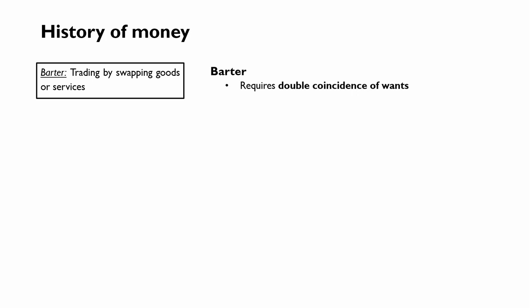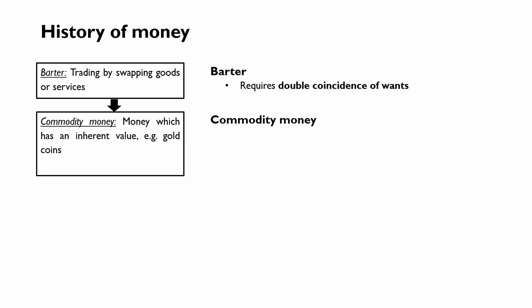As a result, over time, money developed. And the first form of money was called commodity money. And this was money that had an inherent value. So for example, gold coins. Gold itself is valuable, and therefore coins made of gold are valuable by virtue of what they're made out of. Money has the advantage of forming a universal medium of exchange. Because it's accepted by everybody, it's wanted by everybody.